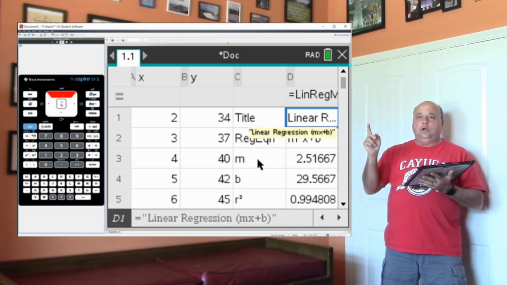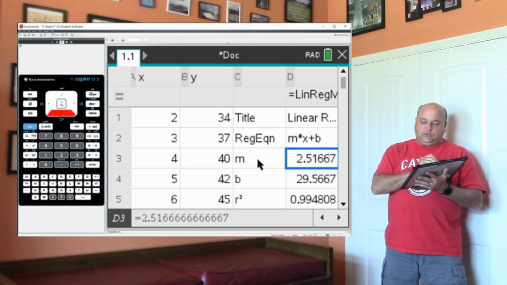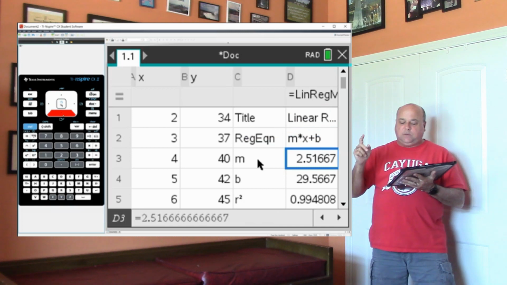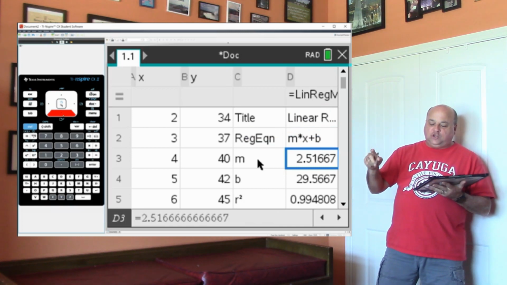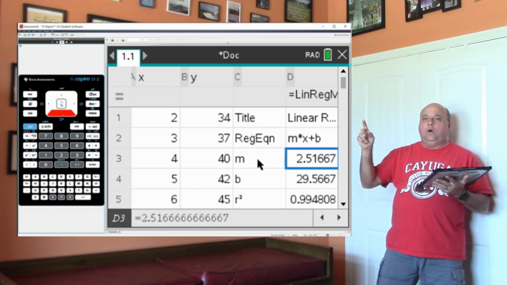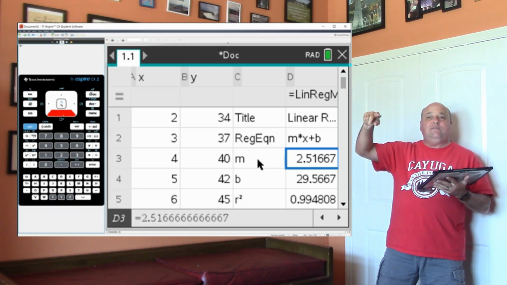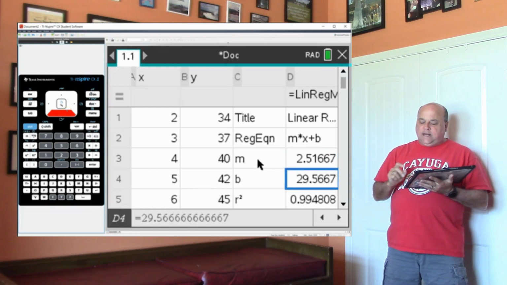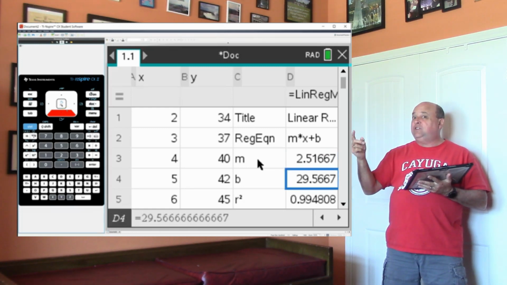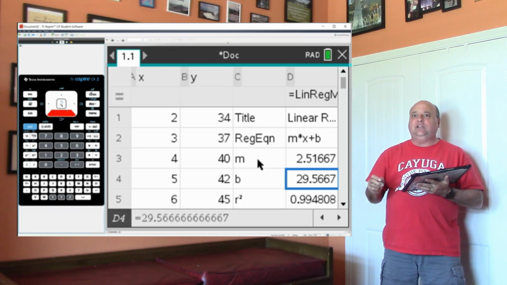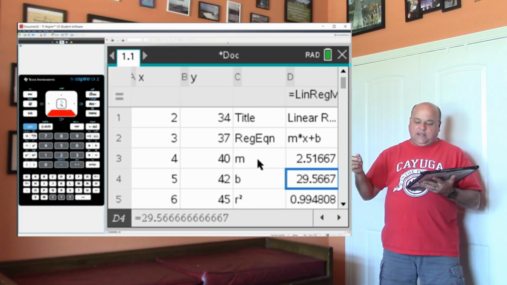So title, linear regression, and then on the next row, it says regular equation is mx plus b, and where I have my blue square, that is the slope, which is 2.51. That means you're growing 2.51 feet every year, and the b is 29.56. We're going to round this to the hundredth, so 29.57. That's the starting height, or that's year 0 for the height. That's your starting number, or the y-intercept.